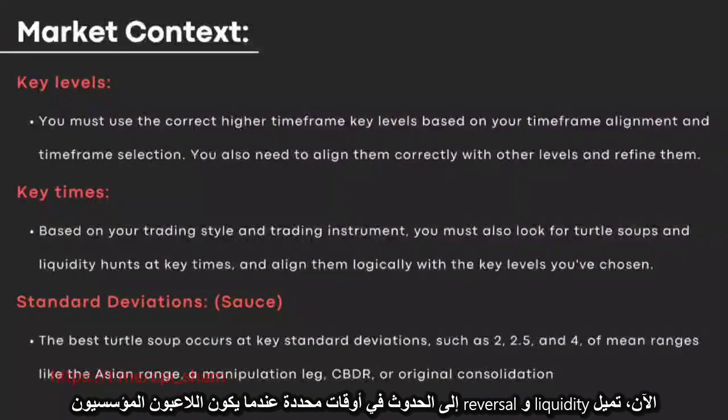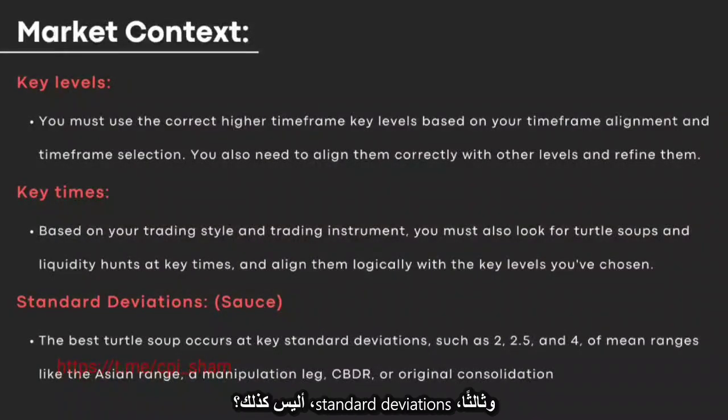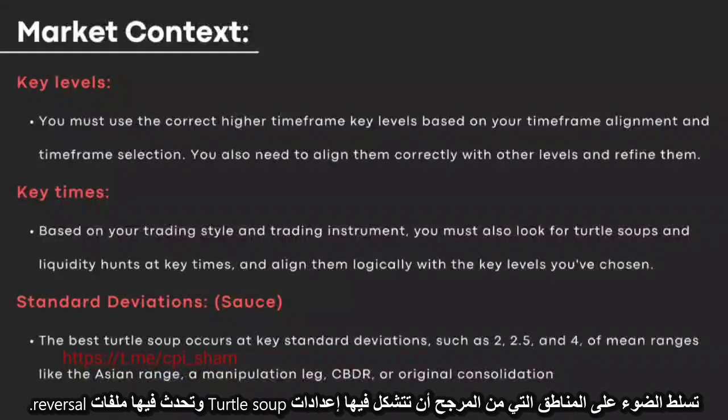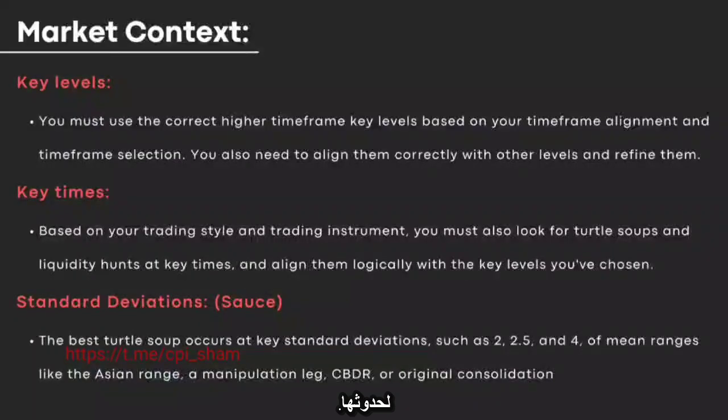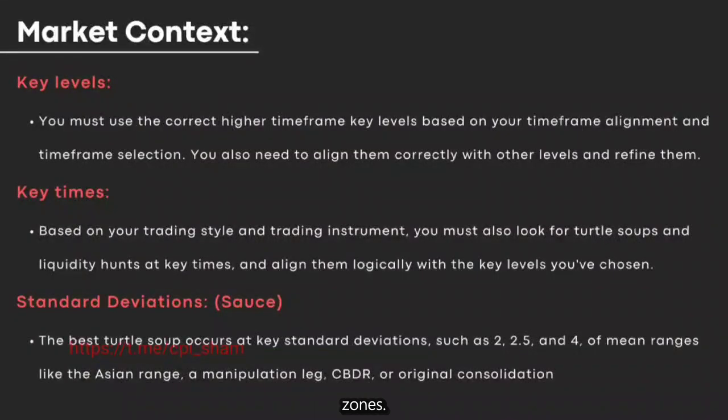Now, liquidity hunts and reversals tend to happen at specific times when institutional players are most active, which makes key times essential for the correct market context. And then number three, standard deviations, right? Standard deviations help quantify how far price has moved from its mean, and it basically highlights areas where turtle soup setups are most likely to form and occur and for reversal profiles to happen. And you know, the best turtle soup occurs at 2, 2.5 and 4 standard deviation zones.